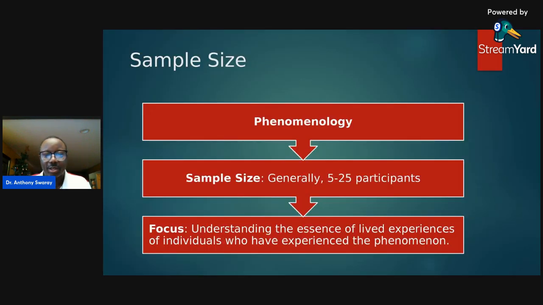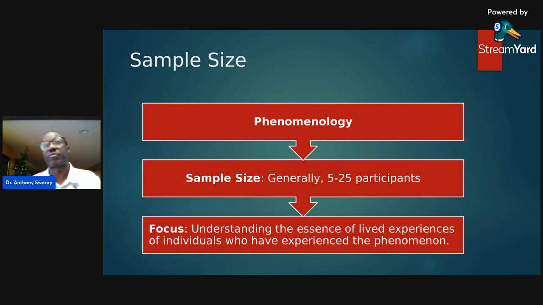And then we talk about the sample size here on a phenomenology. So for phenomenology, it's generally between 5 to 25 participants. It depends on you how many people you're going to interview on a phenomenology. So you have a certain number that when you get there, then you have to stop. That's the process of saturation. When you are interviewing people and you get to a certain stage and you are not getting any new information, there is no need to continue the process.